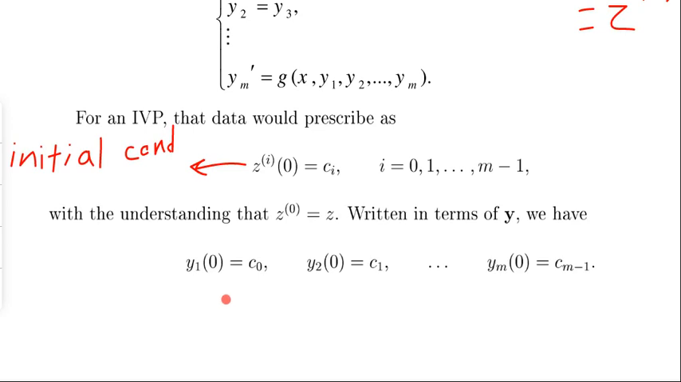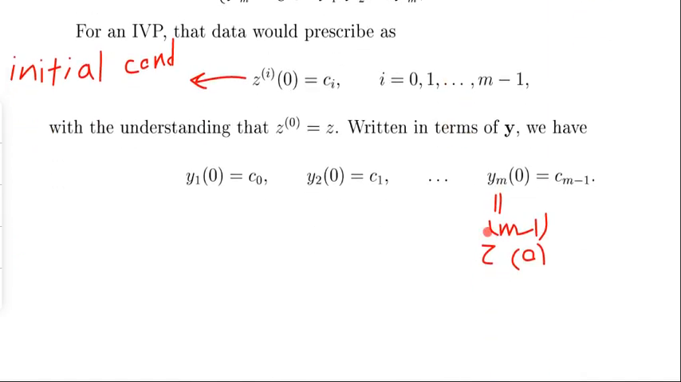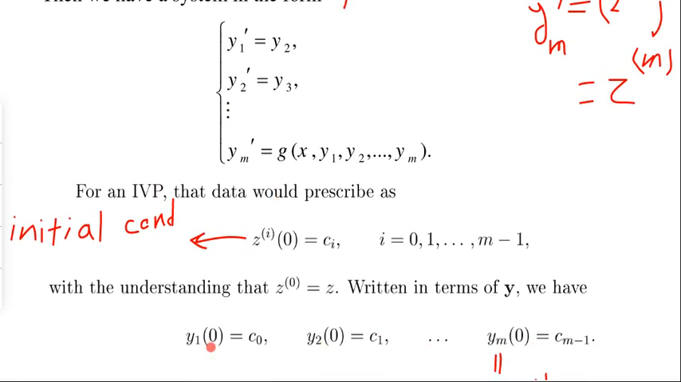Continuing this process will result in ym at 0 equals, based on the definition, z^(m-1) at 0, and z^(m-1) at 0 equals c_(m-1). So here you can see m initial conditions for these m equations.